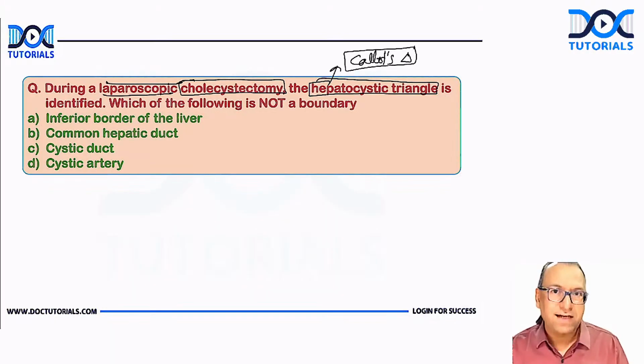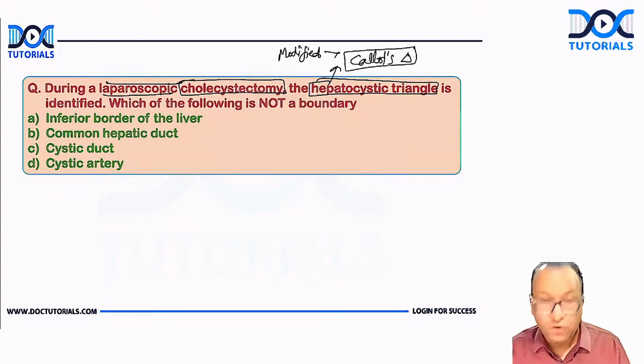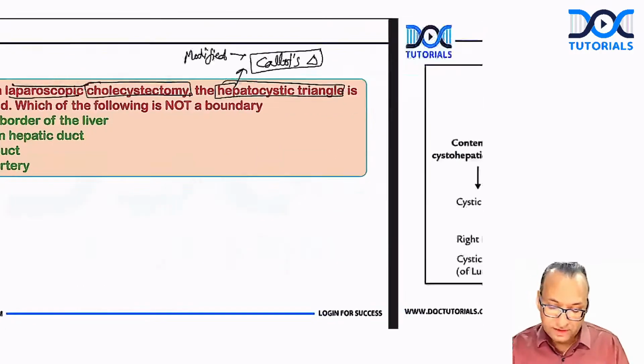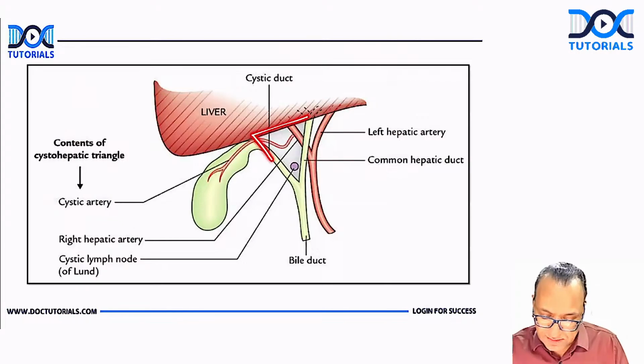And if you say Calot's triangle, you have to say modified Calot's triangle. You should use the term modified Calot's triangle, because I'll show you the actual Calot's triangle is different and the hepatocystic triangle is different. They're not the same thing. So what is the difference? The difference is, this is the hepatocystic triangle.